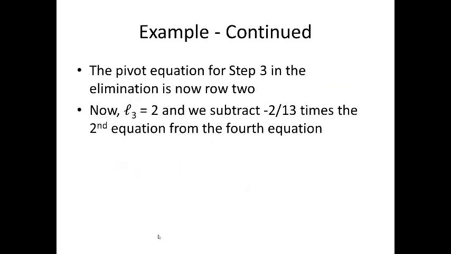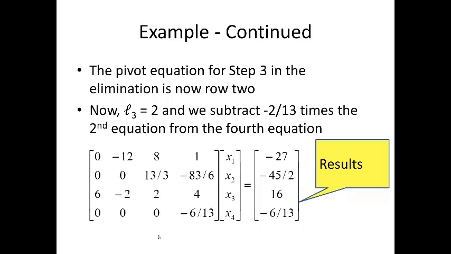Okay, so the pivot equation for step 3 in the elimination is now row 2. And L3 is equal to 2, and we subtract minus 2/13 times the second equation from the fourth equation. And it produces these results.